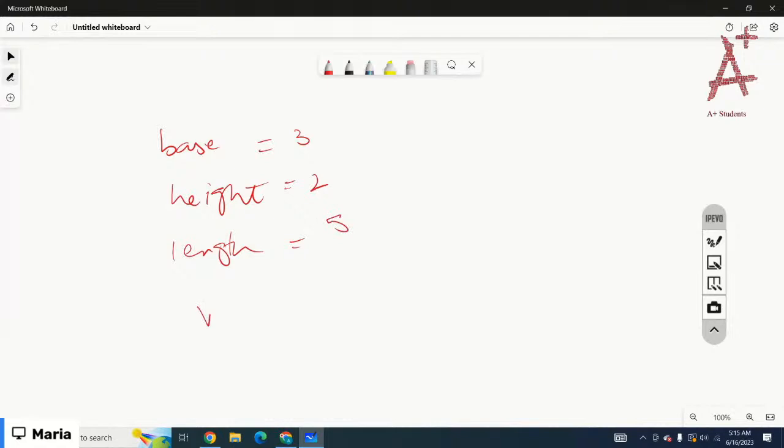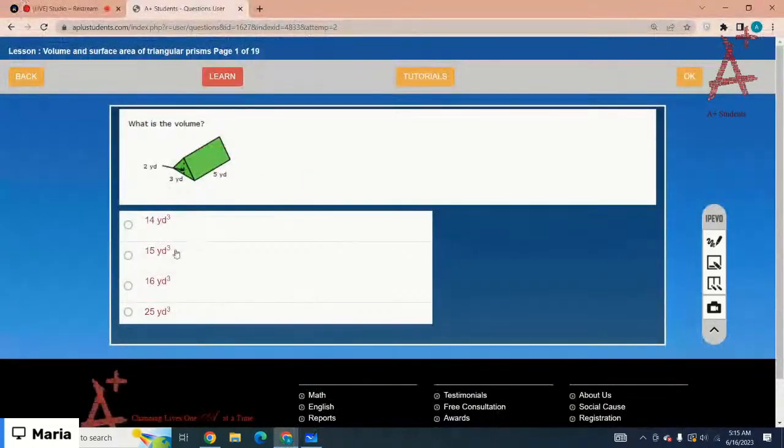So you have to use the volume formula, that is half times base times height times length. You have to just multiply all and divide by 2. 5 times 2 times 3, it would be 10. 10 times 3 is 30, and 30 divided by 2 is 15. That means the volume of the shape is 15 cubic yards. Got it?